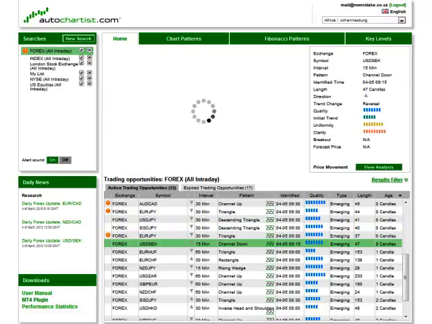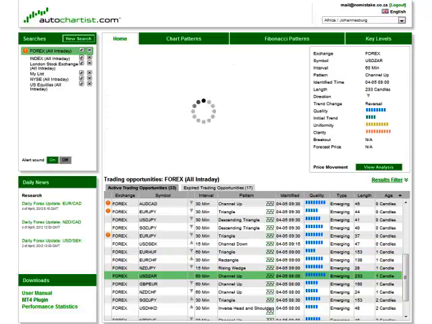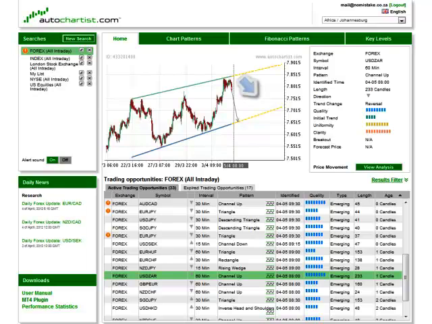Now we simply try to find patterns that have a nicely defined range, that have just bumped off the support or resistance line, and that have reasonable distance to cover until the price reaches the opposite boundary.